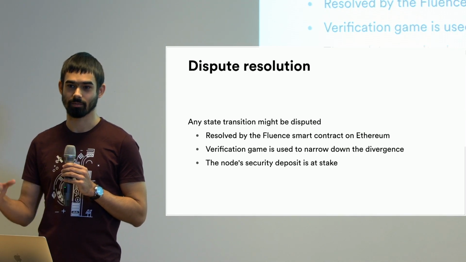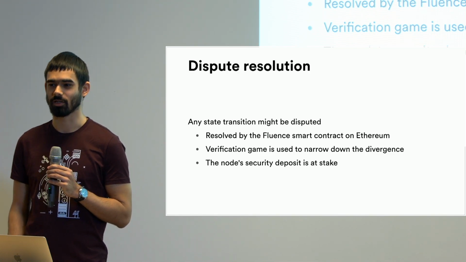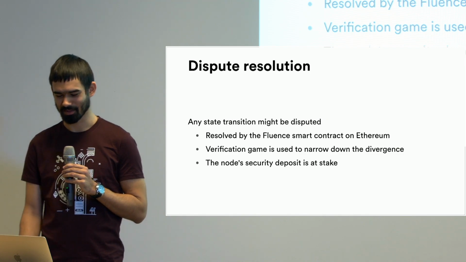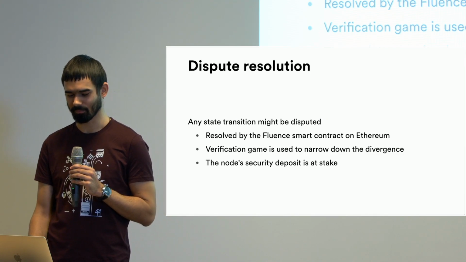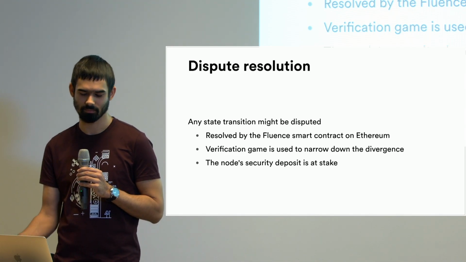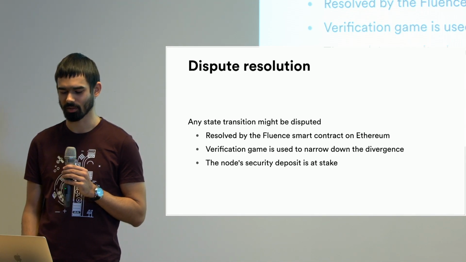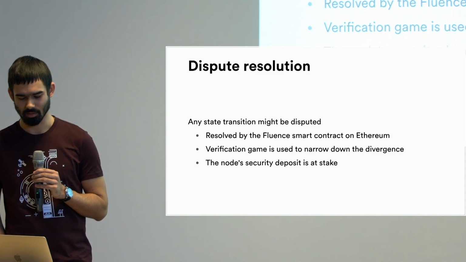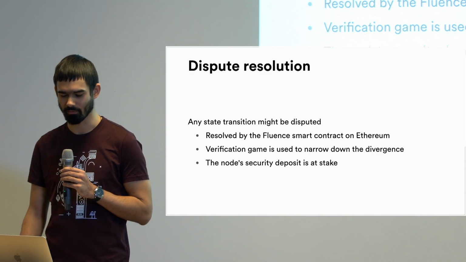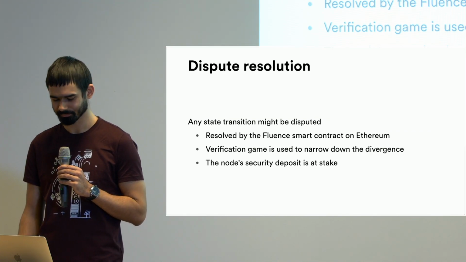Ethereum has limitations, I would say limitations in its capabilities. The job to find the mistake must be narrowed down. And to narrow down the divergence in execution traces, we apply a verification game algorithm.